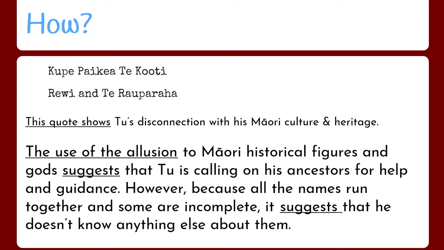So I'm talking about how all the different Māori, the names of all these Māori legends are sort of merged together. There's no differentiation between them. So we can think all he knows is their names. He doesn't know anything about them. Meaning that there's no connection to his history and therefore his culture.